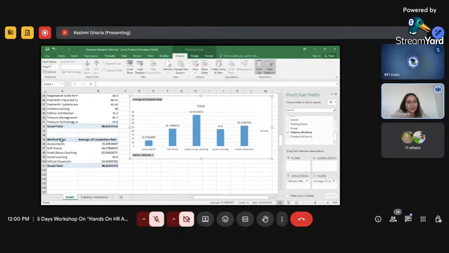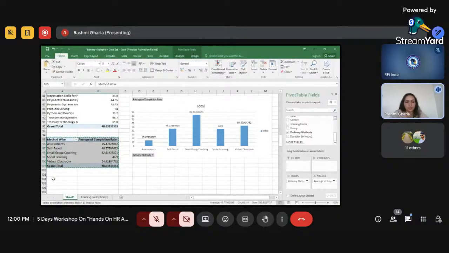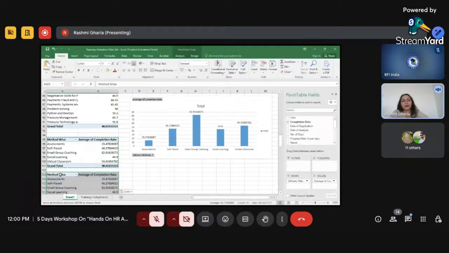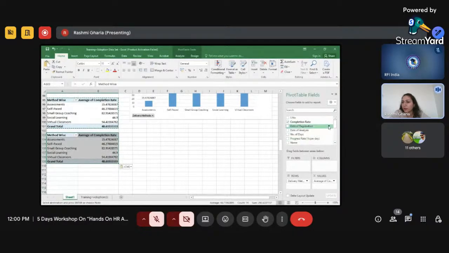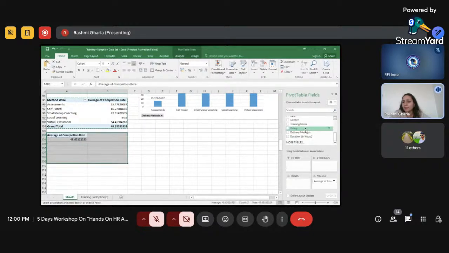Now the last variable is the duration. Now we are looking at whether there is any impact because of the duration of the training program. In general, what happened? Do you think the duration also affects? Yes, ma'am. Do you think so? Yes.